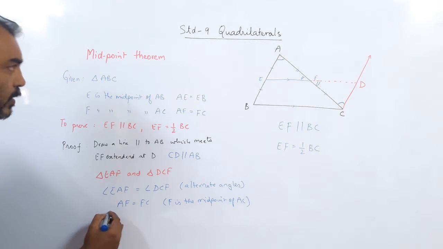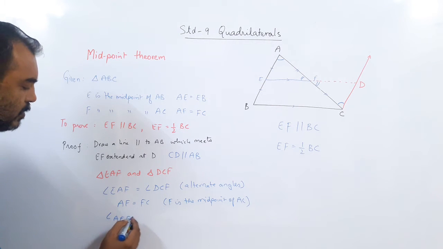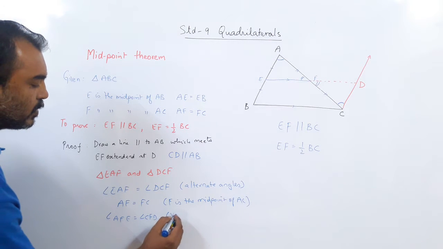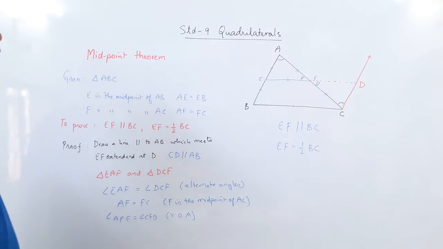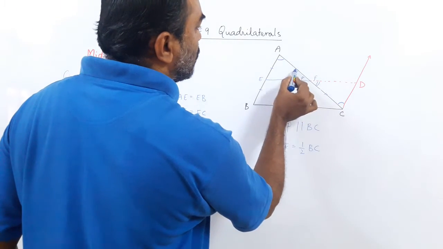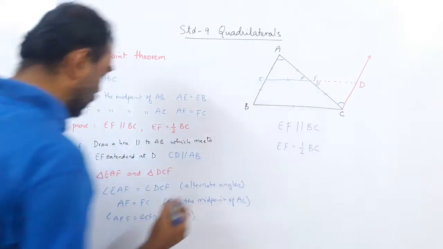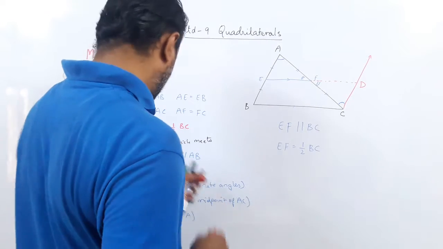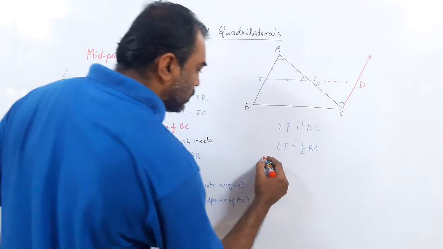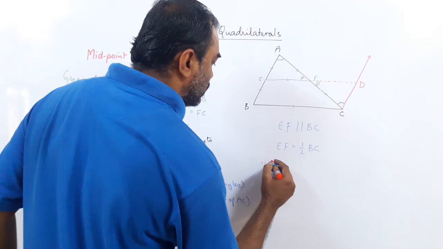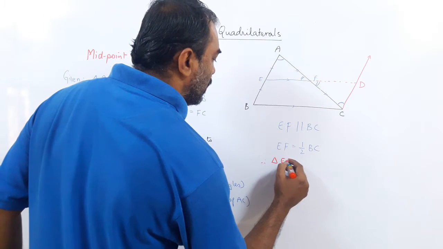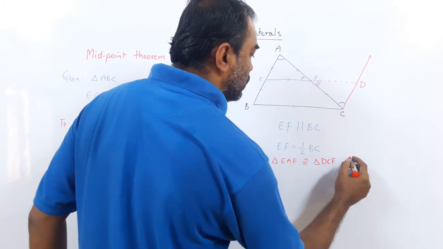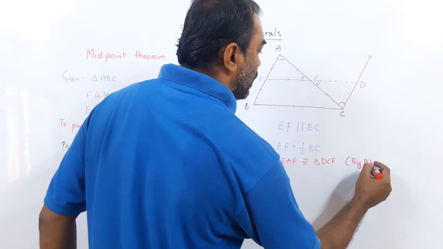And you know why. Angle AFE is equal to angle CFD, that is, vertically opposite angles. So now we have got this and this angle equal, this side and this side equal, this angle and this angle equal. So what have you got by ASA? I can just write, therefore triangle EAF is congruent to triangle DCF by ASA.